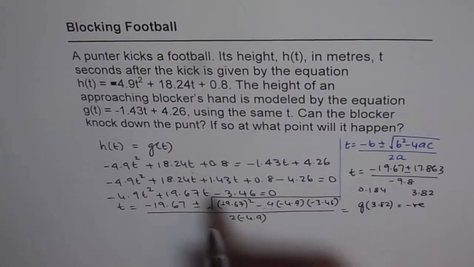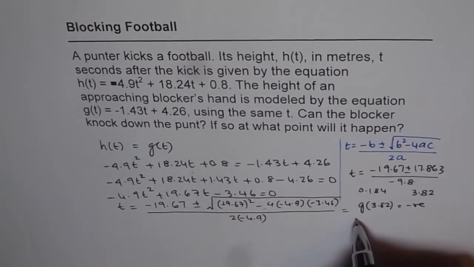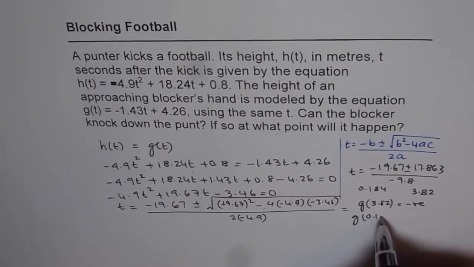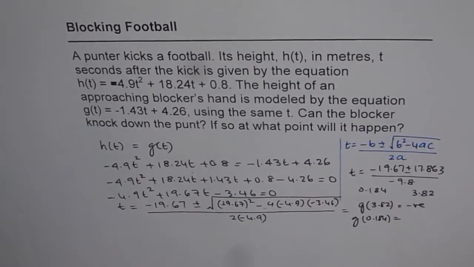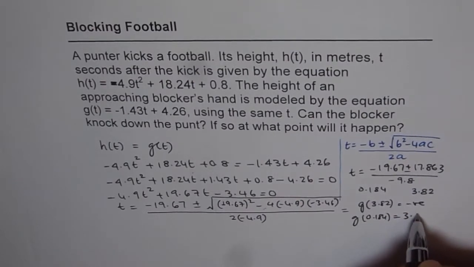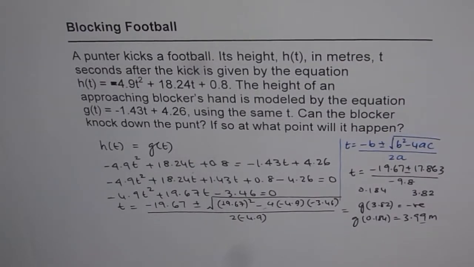Now let's find the value at 0.184. That could be a positive answer, and that could be the real answer. So we get g of 0.184, and we'll plug it into this equation and find the answer. That is minus 1.43 times 0.184, with a negative sign, and then we'll add 4.26 to this, and so we get 3.99. In meters, 3.99 is quite a bit, but that is a positive answer.